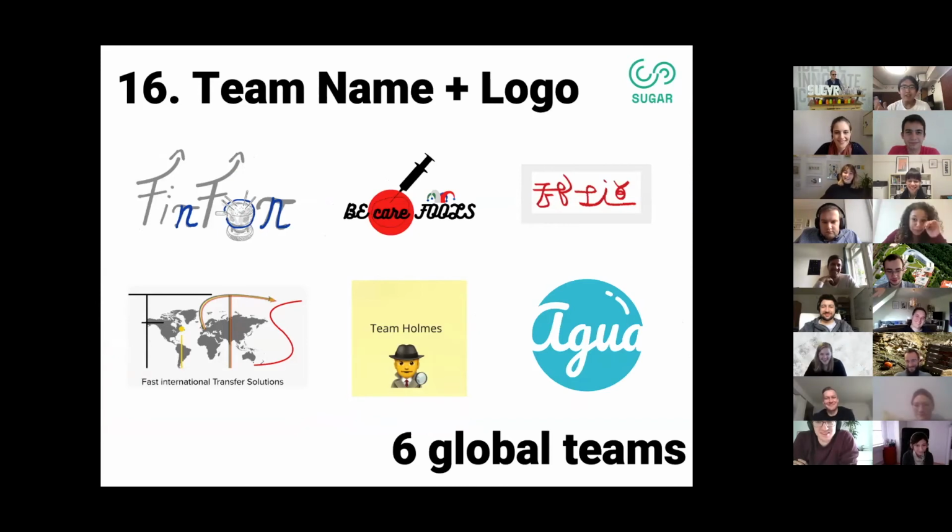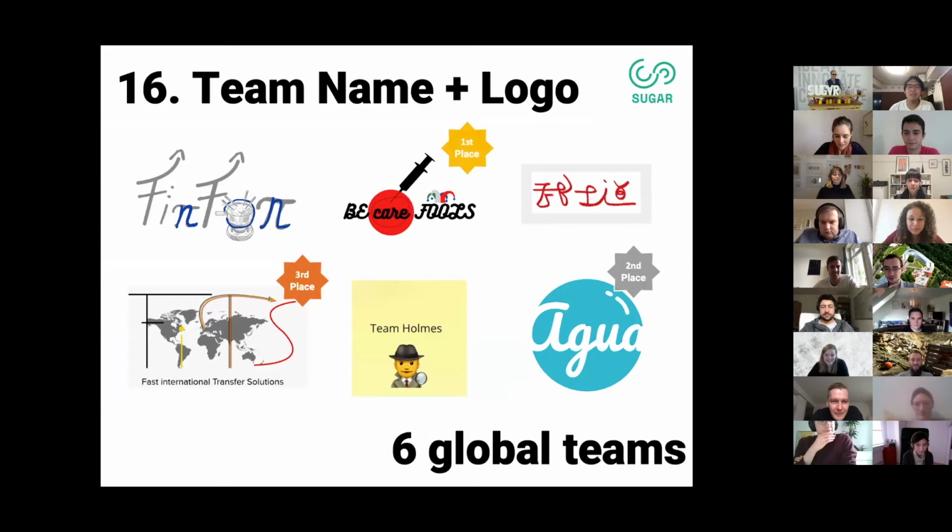We did pick our top 3. Third place is Fast International Transfer Solutions. I'm guessing this is, yeah, it's PostFinance. Second is Hangzhou with their Aqua. And I think we picked UCB as first because it just was a really weird, nice mashup of be careful, fools.